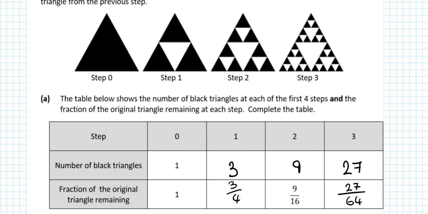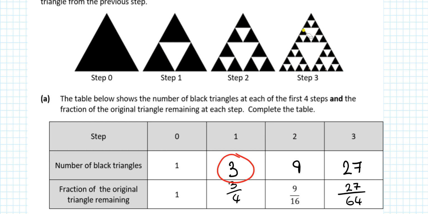So the number of triangles, we start off, we can count these fairly easily. 1, 2, 3, 3. 1, 2, 3, 4, 5, 6, 7, 8, 9, 9. 1, 2, 3, and so on up to 27, 27. So that one's easy enough to do. The number of black triangles.